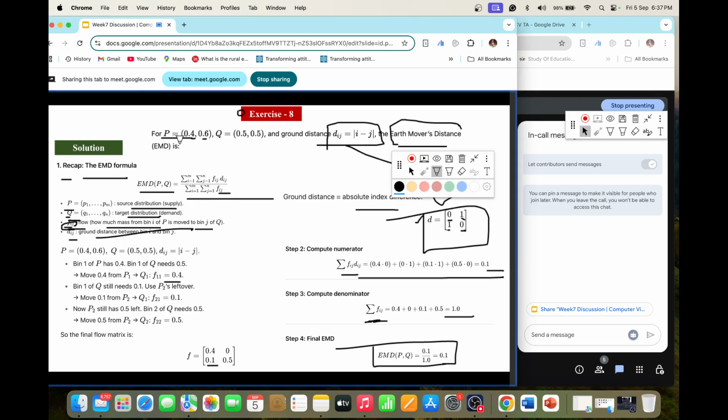Okay, so we have these two bins. One is P and one is Q. Okay, P is known as source bin. Okay, Q is known as target bin. That means we have to transfer from this P bin to Q bin. Okay, that is our target.